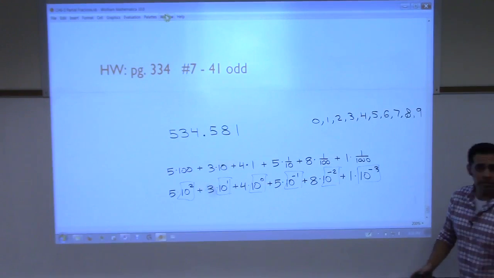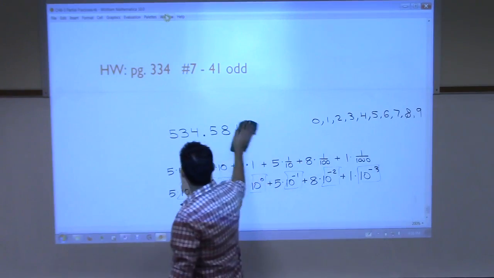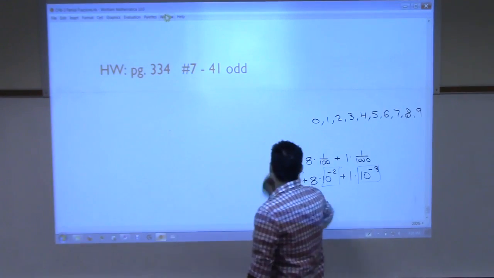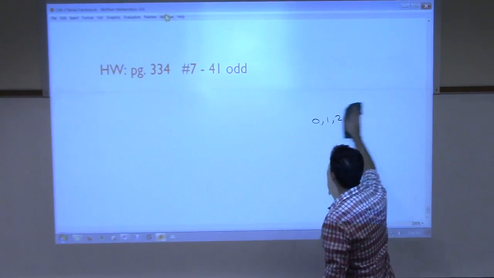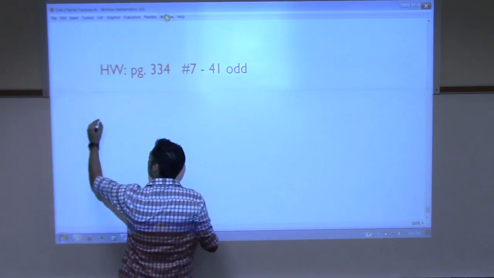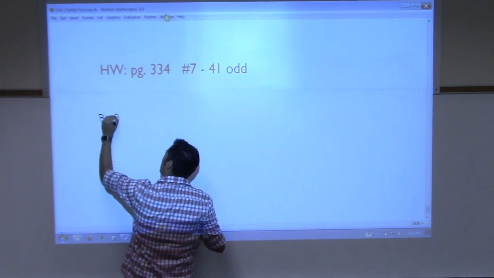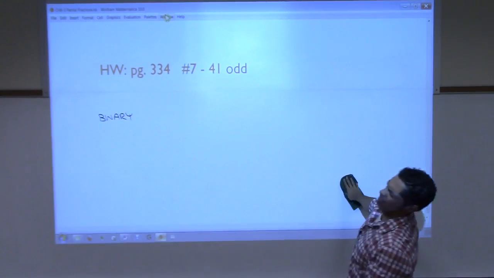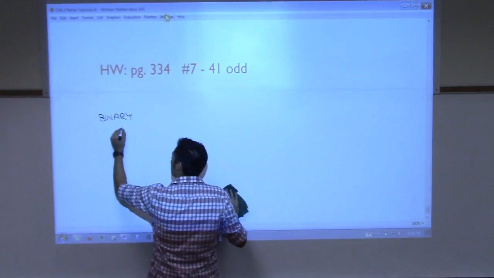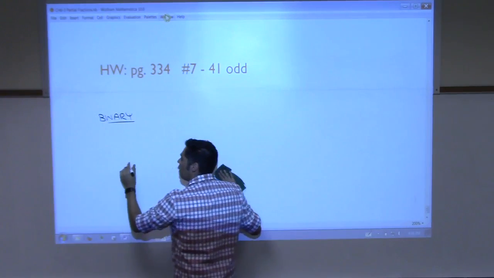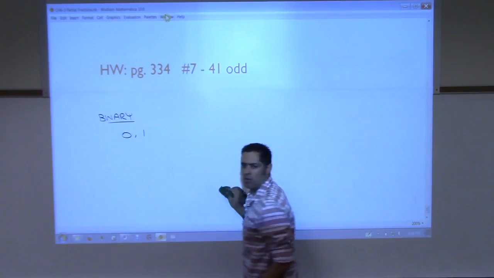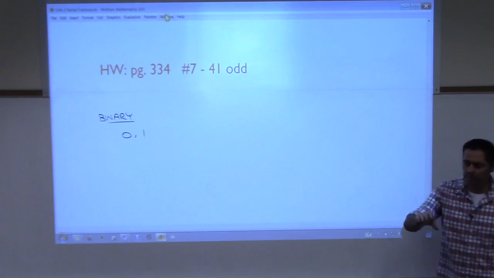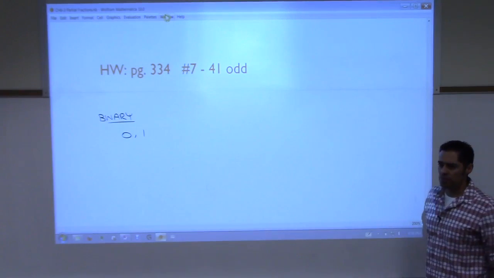In binary, there's only how many numbers? 2 numbers. You're only allowed to write 2 numbers in binary. So that's really what I want to get at, is binary, which is what computers use, right? Zeros and ones. That's all you have. On or off. That's all a computer knows, on or off. So all numbers are comprised of zeros and ones.